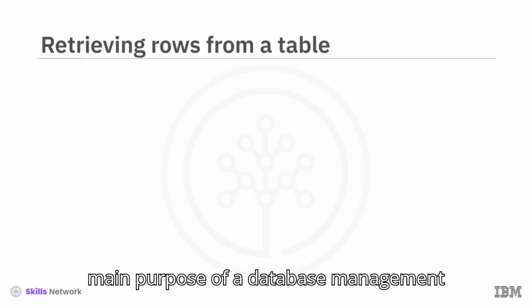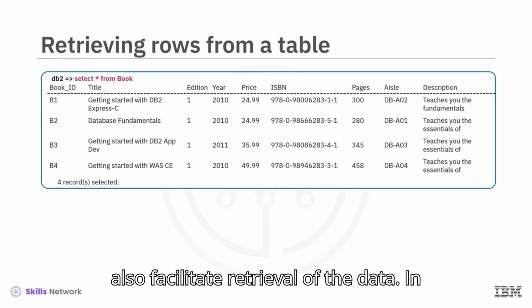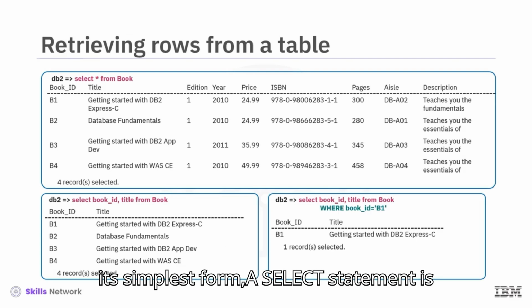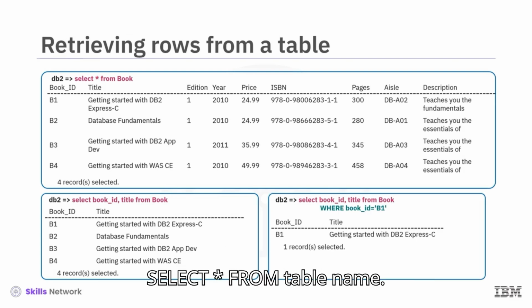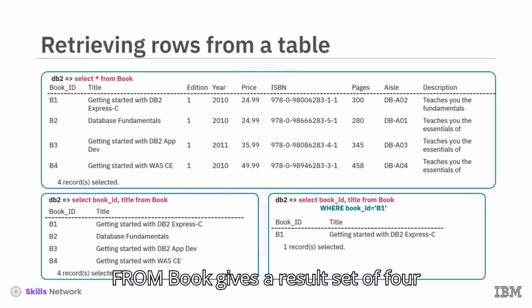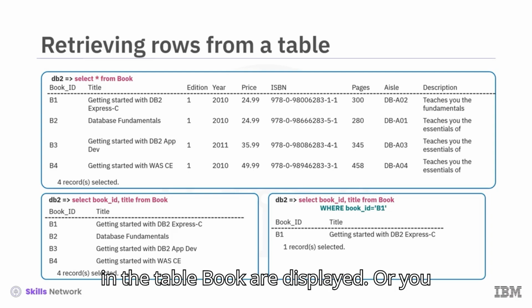The main purpose of a database management system is not just to store the data, but also facilitate retrieval of the data. In its simplest form, a select statement is select star from table name. Based on our simplified library database model and the table book, select star from book gives a result set of 4 rows. All the data rows for all columns in the table book are displayed.